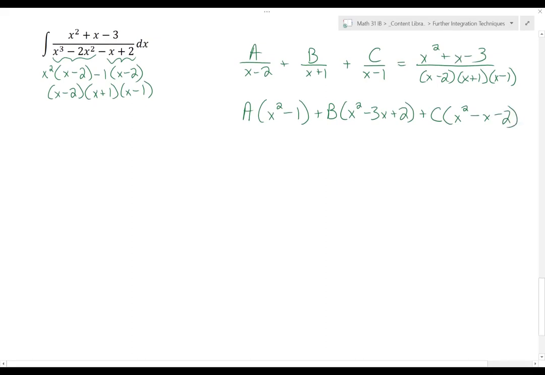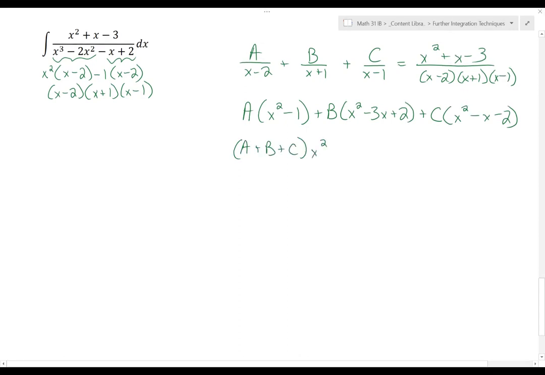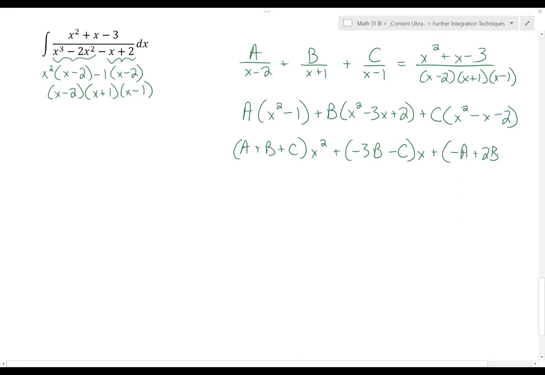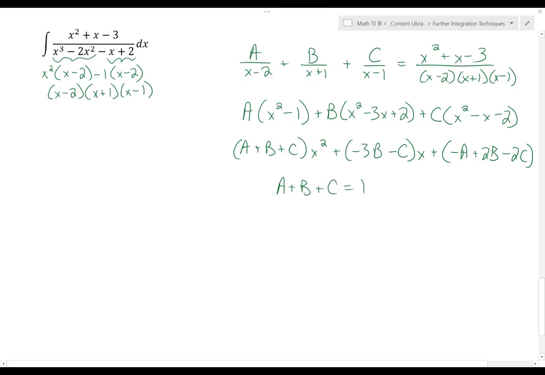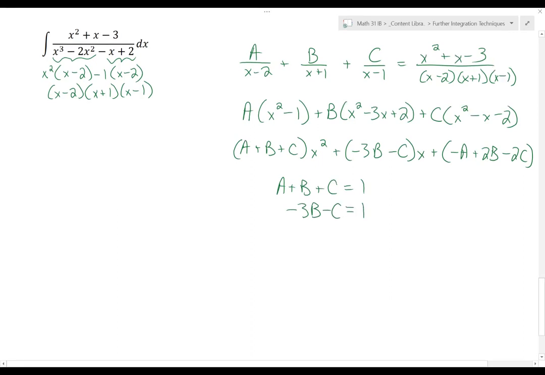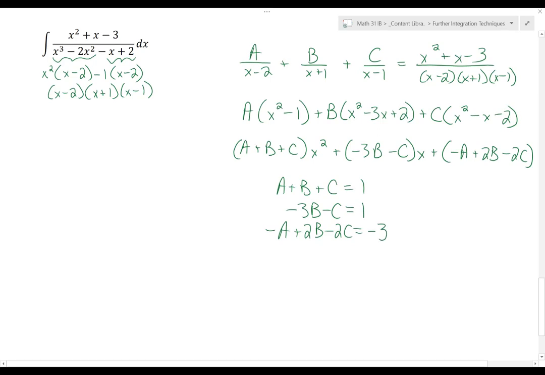My quadratic term, therefore, is a plus b plus c. My linear term is going to involve negative 3b minus c. And my constant term is going to be negative a plus 2b minus 2c. So a plus b plus c, that's my quadratic, that has to equal 1. Negative 3b minus c, that's my linear, that has to also equal 1. And negative a plus 2b minus 2c has to equal the constant term, which is negative 3.